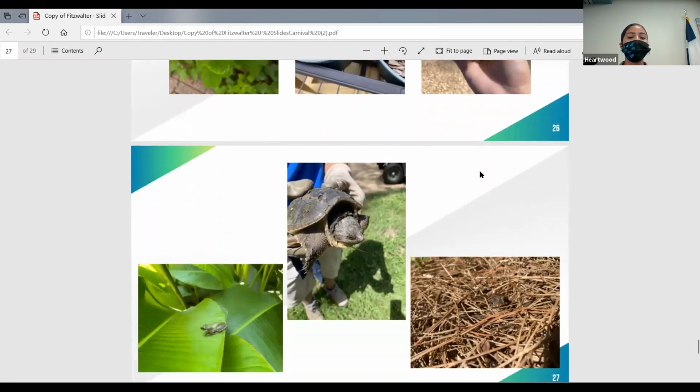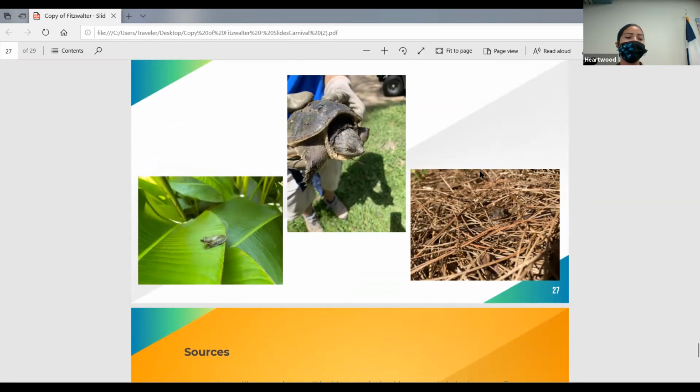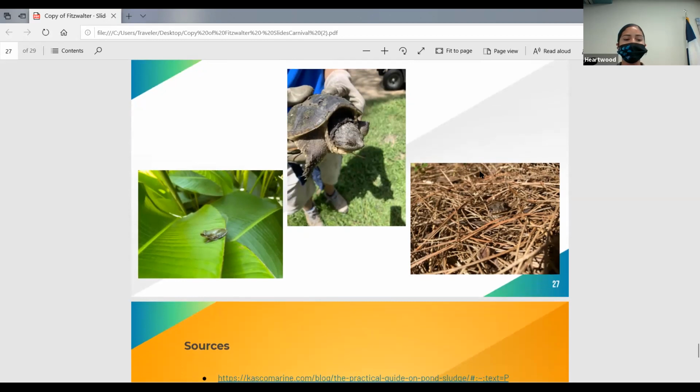And here's just some of the animals that I encountered. As you can see on the right, there is a little frog hiding in the pine straw and a nice tree frog that I released.